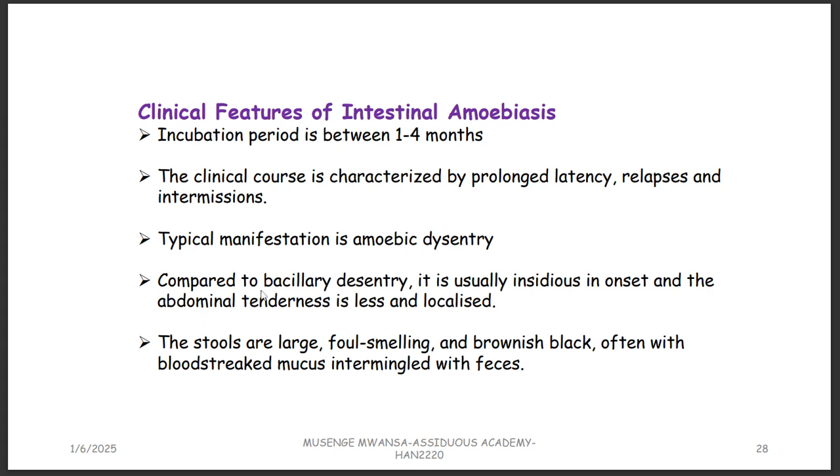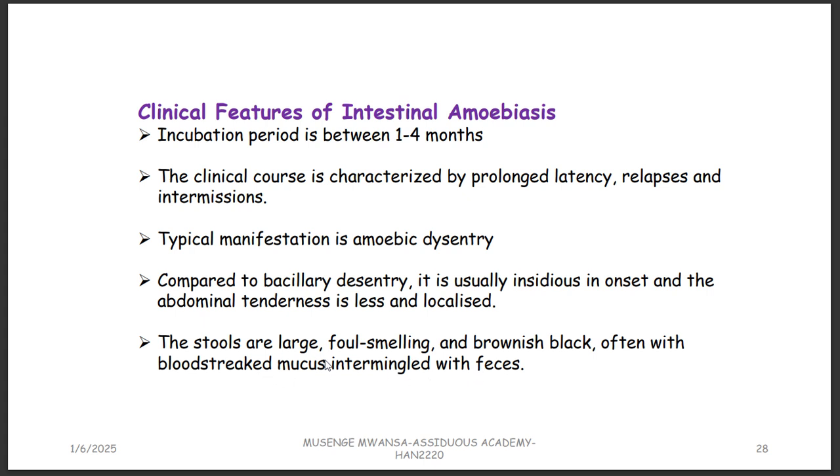When you compare amoebic dysentery to bacillary dysentery, it is usually insidious in onset and the abdominal tenderness is less. At least bacillary dysentery is not that bad in comparison to intestinal amoebic dysentery. That doesn't mean it is good, but at least in comparison. The stools are large, foul smelling, brownish black, often with blood streaked mucus entangled with feces.